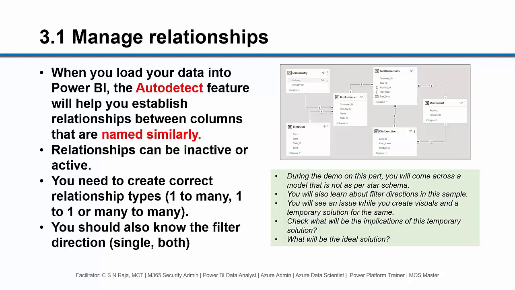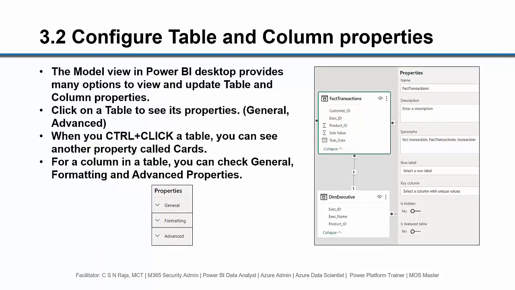You will see an issue while you create visuals and a temporary solution for the same. Check what will be the implications of this temporary solution and what will be the ideal solution. Configuring table and column properties is pretty much simple. When you go to the model view, when you click on a table, you will be able to see the properties of that. As well as when you click on a column name, you will be able to see the properties of the column. Then you can make changes if at all required.